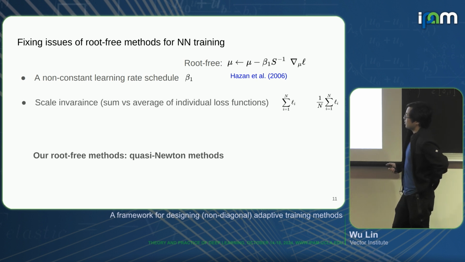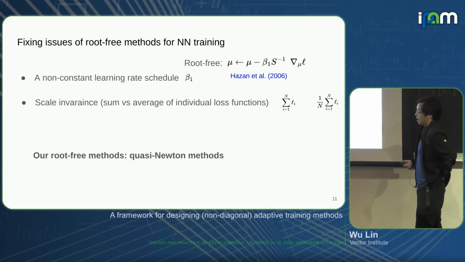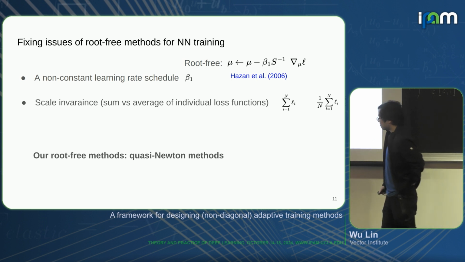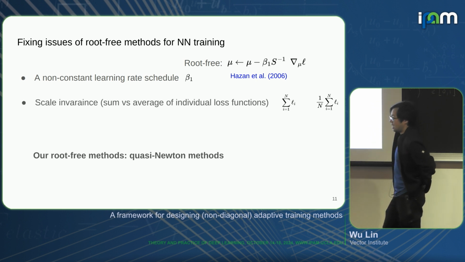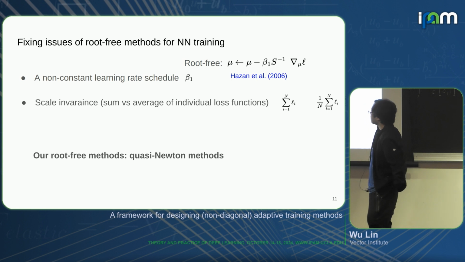And I should mention that stochastic gradient descent is not scale invariant and also not affine invariant. And also, classical methods like LBFGS are also not affine invariant.